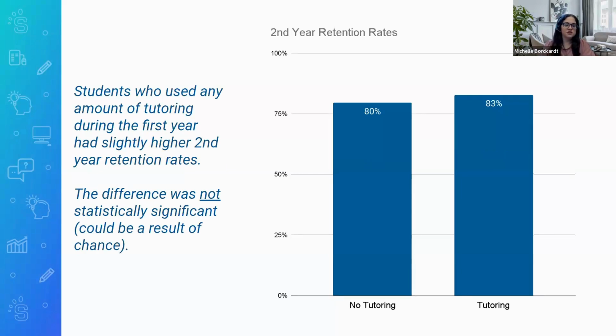What we found is the tutoring group did have slightly higher retention rates, but this result was not statistically significant. Statistics is all probabilities, right? The probability didn't reach the level that you need to say that this is the result of tutoring. So it was not statistically significant, which means it could be a result of chance. It could be the result of other characteristics or factors not mentioned here. And it could also just be that the sample size was too small to gauge the statistical significance. So this is something we might want to look at in the future with a larger sample.